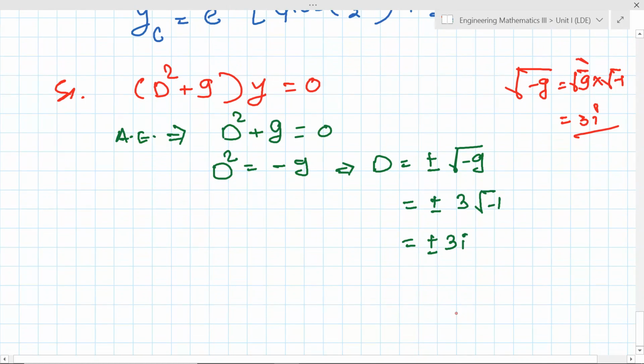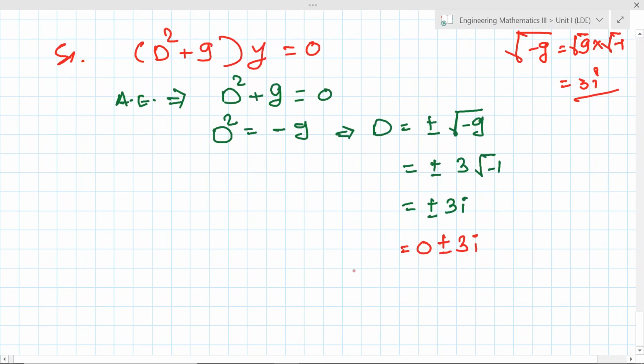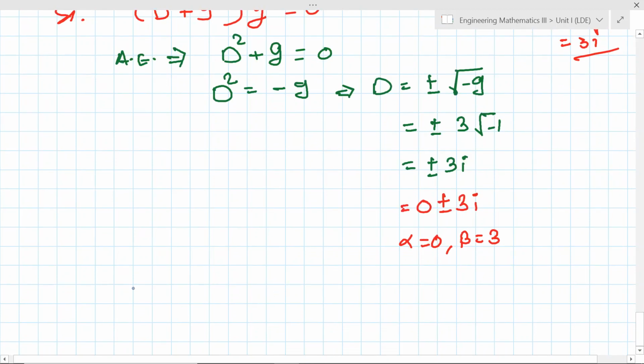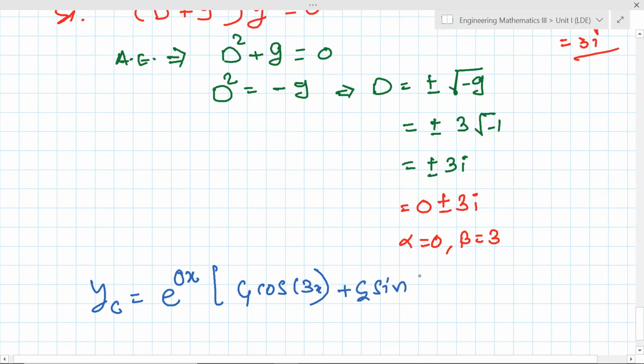And see, alpha is 0, so this can be written as 0 plus minus 3i. There is no alpha, and beta is 3. So alpha is equal to 0 and beta is equal to 3. Therefore, in this case, my complementary function is e raised to 0x, alpha is 0, in bracket C1 cos of 3x, beta is 3, plus C2 sine of 3x.